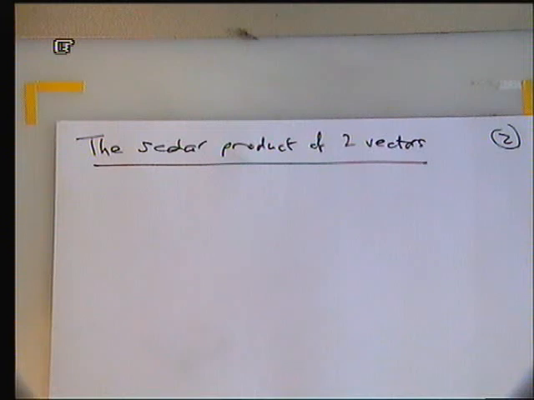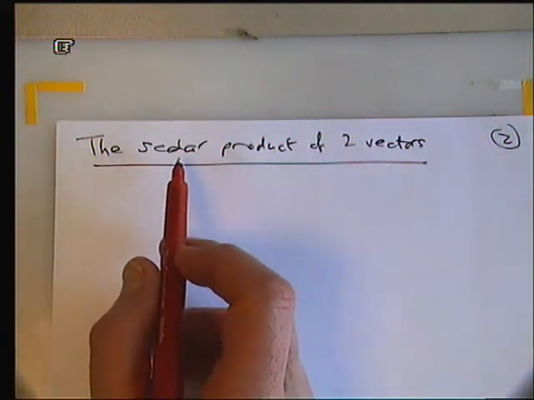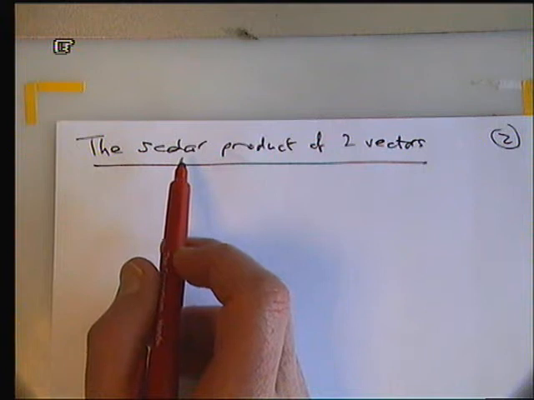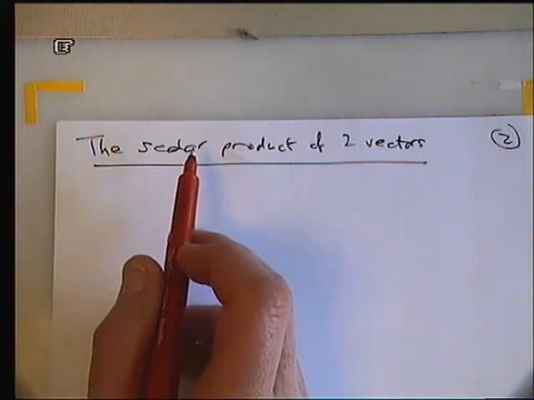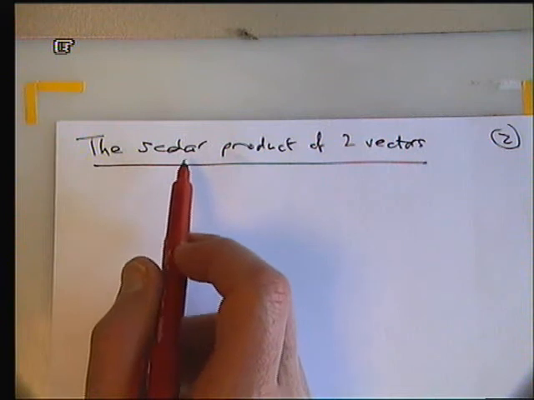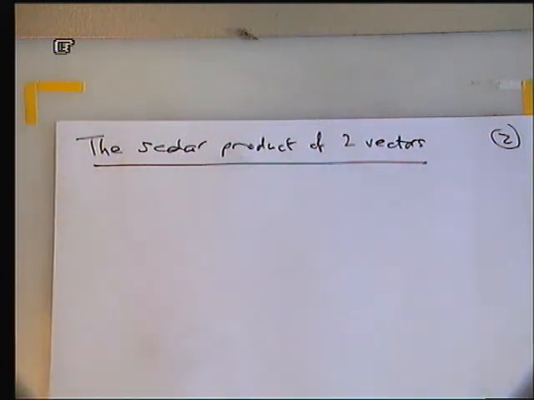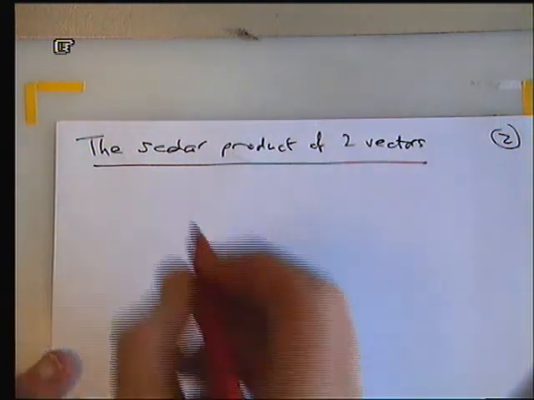Scalar product of two vectors. First of all, the word scalar. What does scalar mean? Well, not a direction. Scalar is just a number. So the scalar product is some sort of product of two vectors which just returns a number. If I show you how to do it, it's very, very simple.